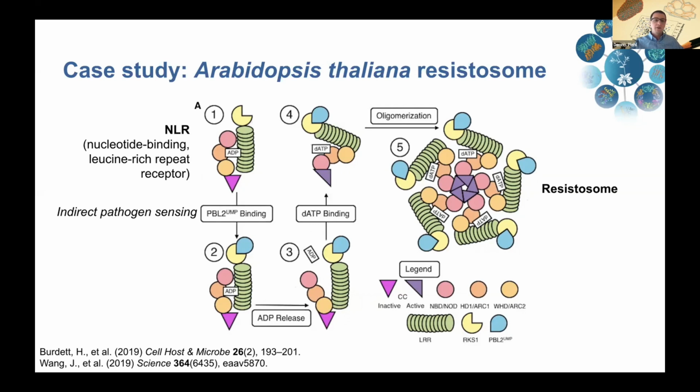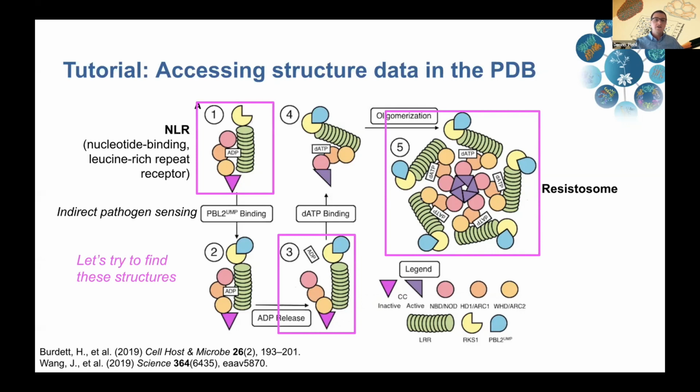And so for purposes of the tutorial, I thought it would be helpful if we tried to actually find some of these structures, or at least the corresponding structures for these steps in the pathway, which have been published by Wang et al. And so when we do this, we can keep in mind some of these key elements of this pathway in developing our search.